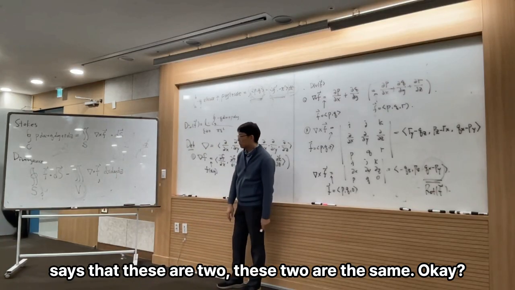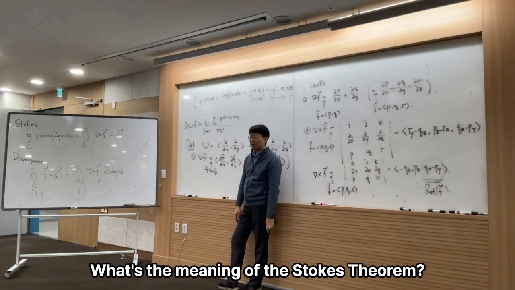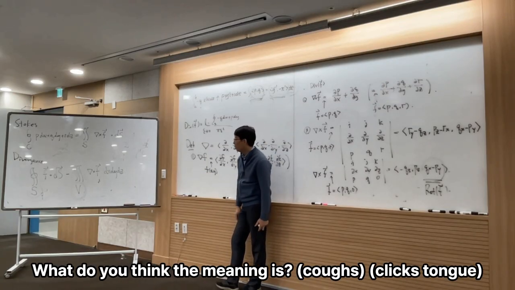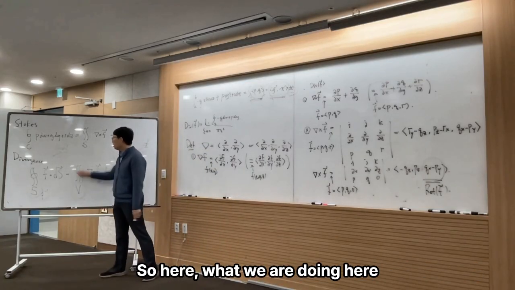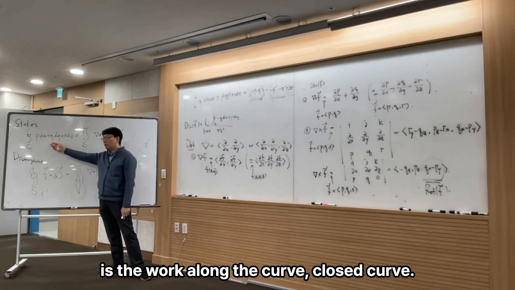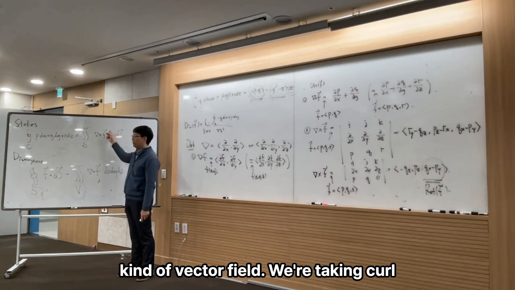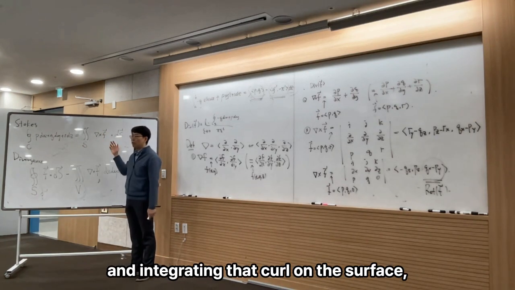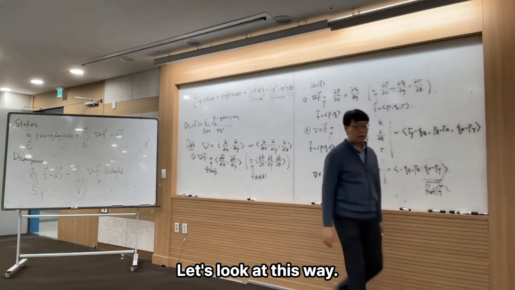Okay? Now, I'm just explaining the equations. What's the meaning of Stokes' theorem? What do you think the meaning is? Here, what we are doing is the work along the closed curve. Here, we are taking the curl of a vector field and integrating that curl on the surface. And it says they are the same. Let's look at it this way.